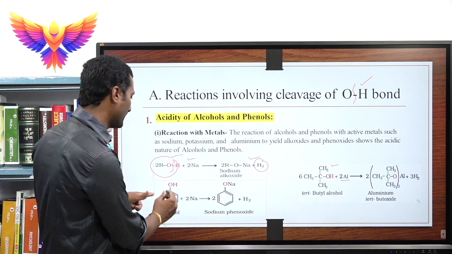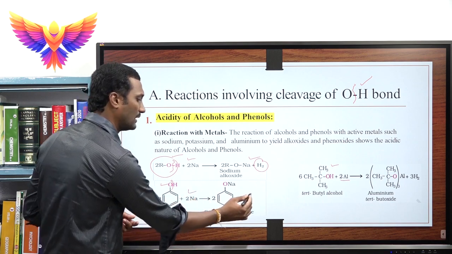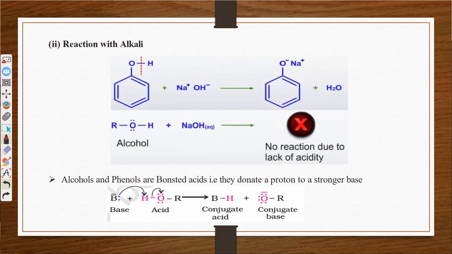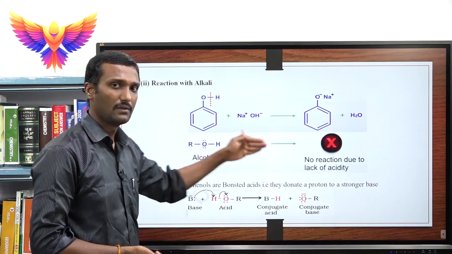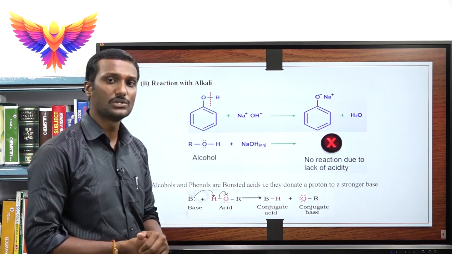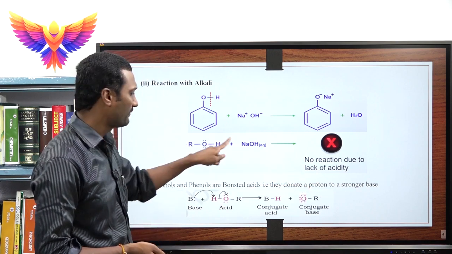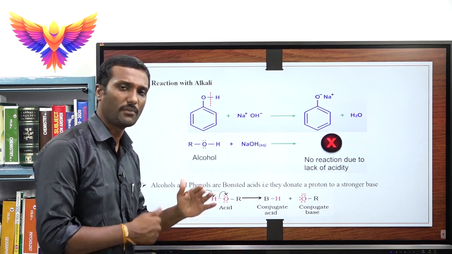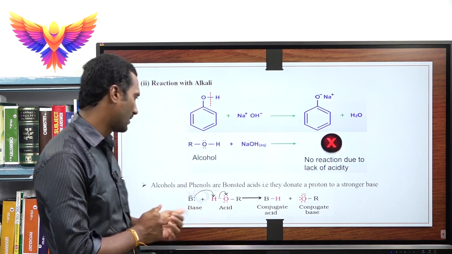Not only this, even if you take phenol, the cleavage takes place between the oxygen and hydrogen when it reacts with sodium to liberate hydrogen gas and form sodium phenoxide. When phenol reacts with sodium hydroxide, we get sodium phenoxide and water. But when alcohol reacts with sodium hydroxide, there is no product, because of a lack of acidity. When sodium reacts with alcohol, you get sodium alkoxide. But with sodium hydroxide, there is no reaction due to the lack of acidity.